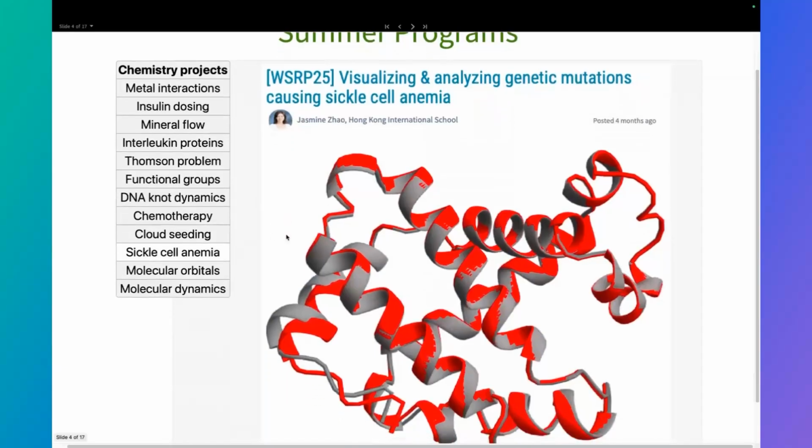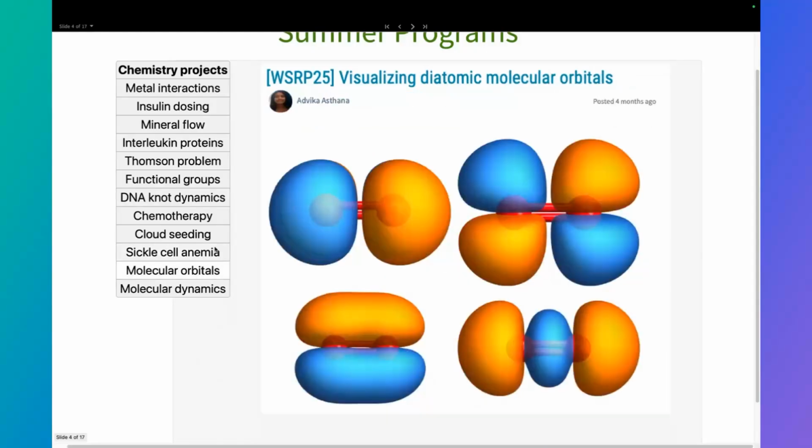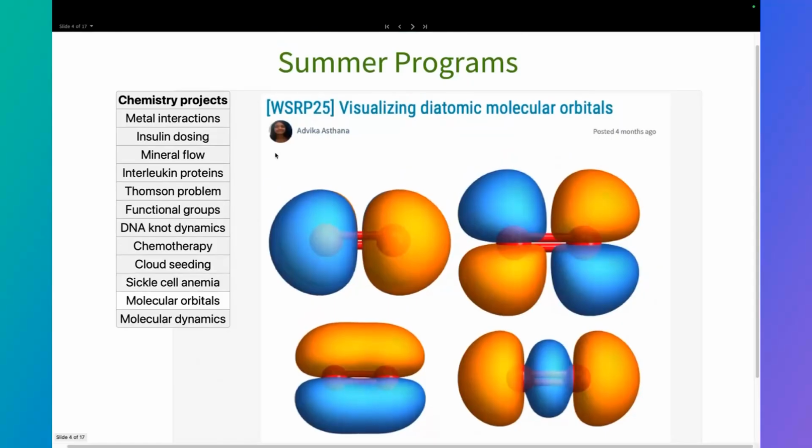Jasmine got to play with the protein folding, the localized protein folding when she was looking at sickle cell anemia genetic mutations. Advika was one of the very first users of the quantum chemistry package, which I'll talk about at the end of my talk. And you may have heard about in Stephen's keynote. But one of the things that she was looking at was molecular orbitals and diatomic molecules. These are beautiful pictures, and we'll talk a little bit more about this later.